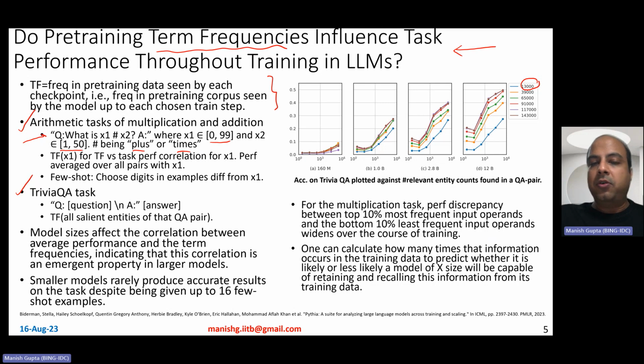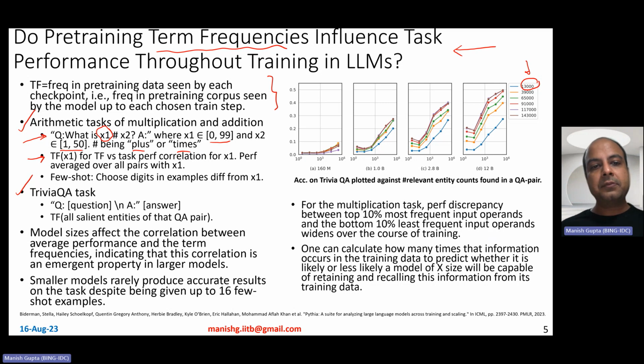So we know what performance means. Performance basically means accuracy. The model has to come up with the right answer. But then what does term frequency mean here? The way they define term frequency here is to focus on X1. They consider every sample, and there are many samples which contain X1. They compute the average accuracy across all those samples that contain the number X1, and the term frequency for X1 is computed as the frequency of X1 in the pre-training data until this checkpoint.